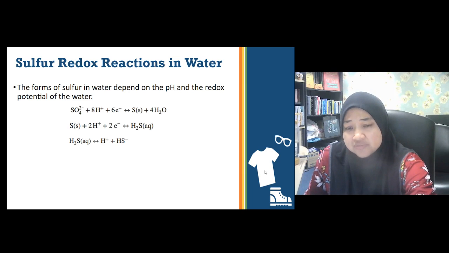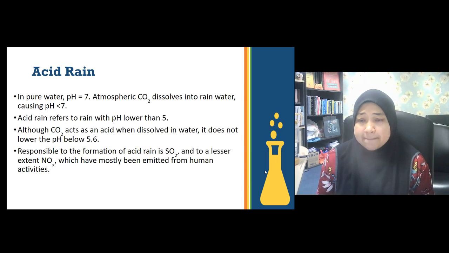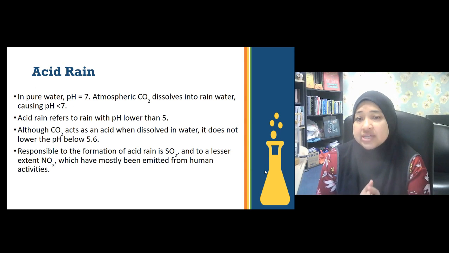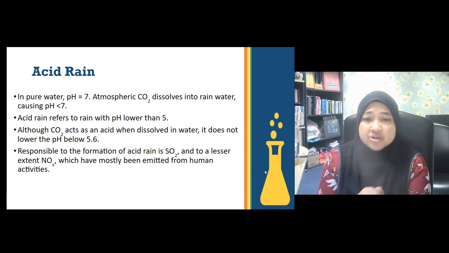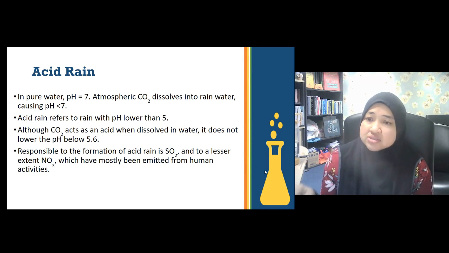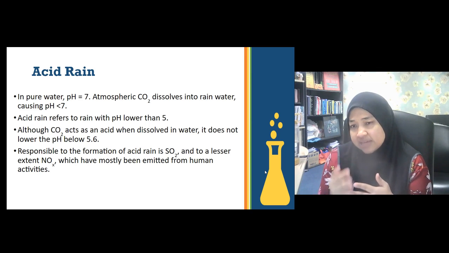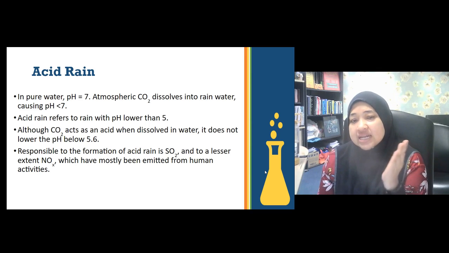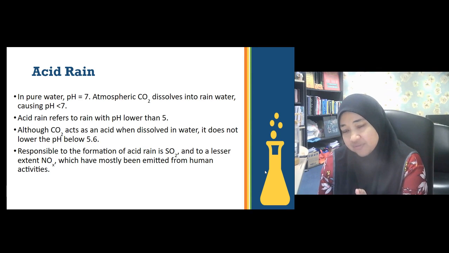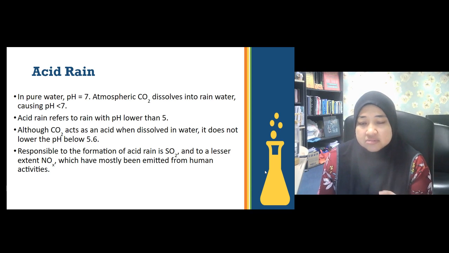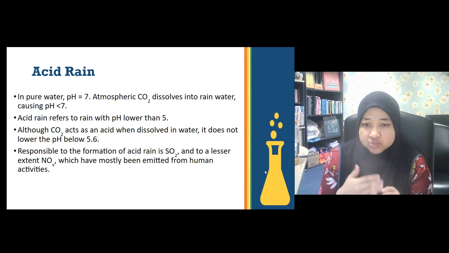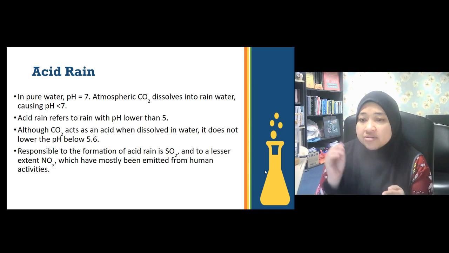Hydrogen sulfide. Okay. So, acid rain. In pure water, the pH is 7. But atmospheric carbon dioxide dissolves into rainwater, causing the pH to reduce a bit. It means it will be less than 7. However, it cannot be less than 5. Due to other reactions, especially with hydrogen sulfide, the rain pH can be lower than 5. So that's why we call it acid rain.